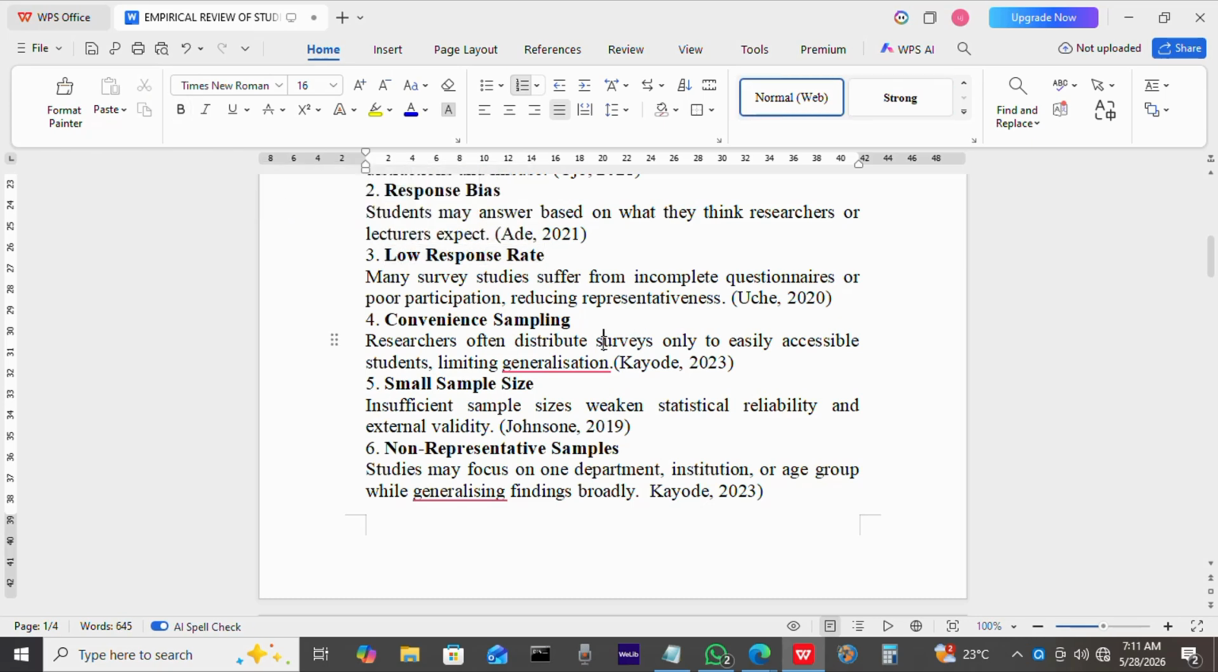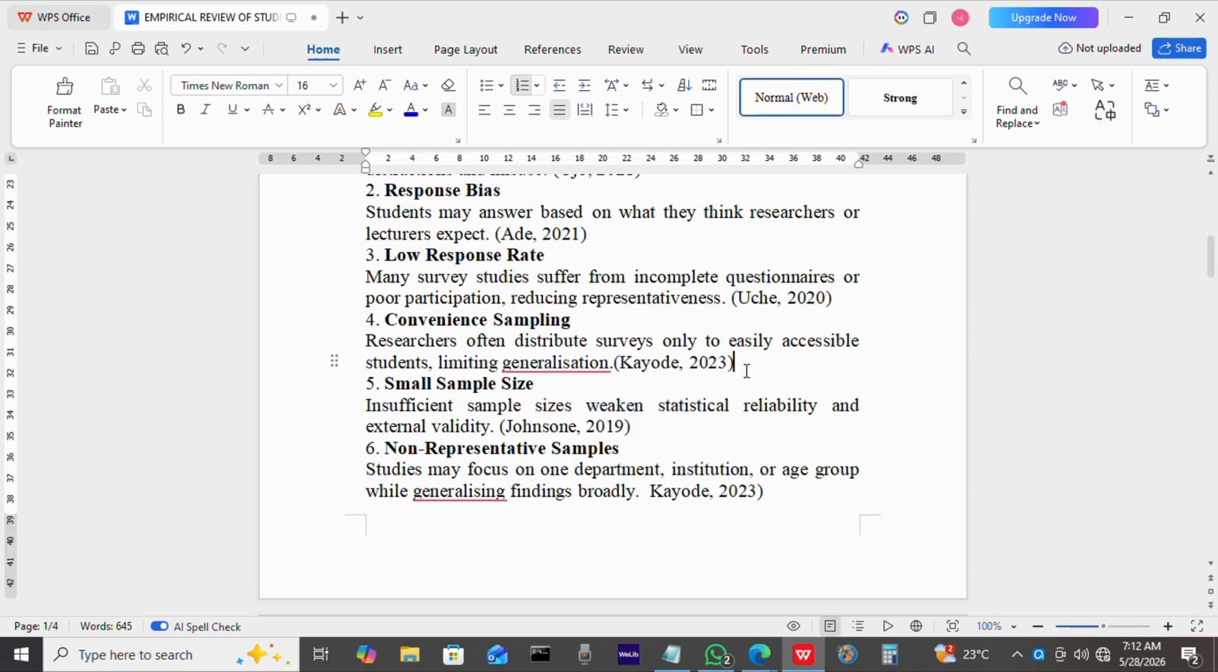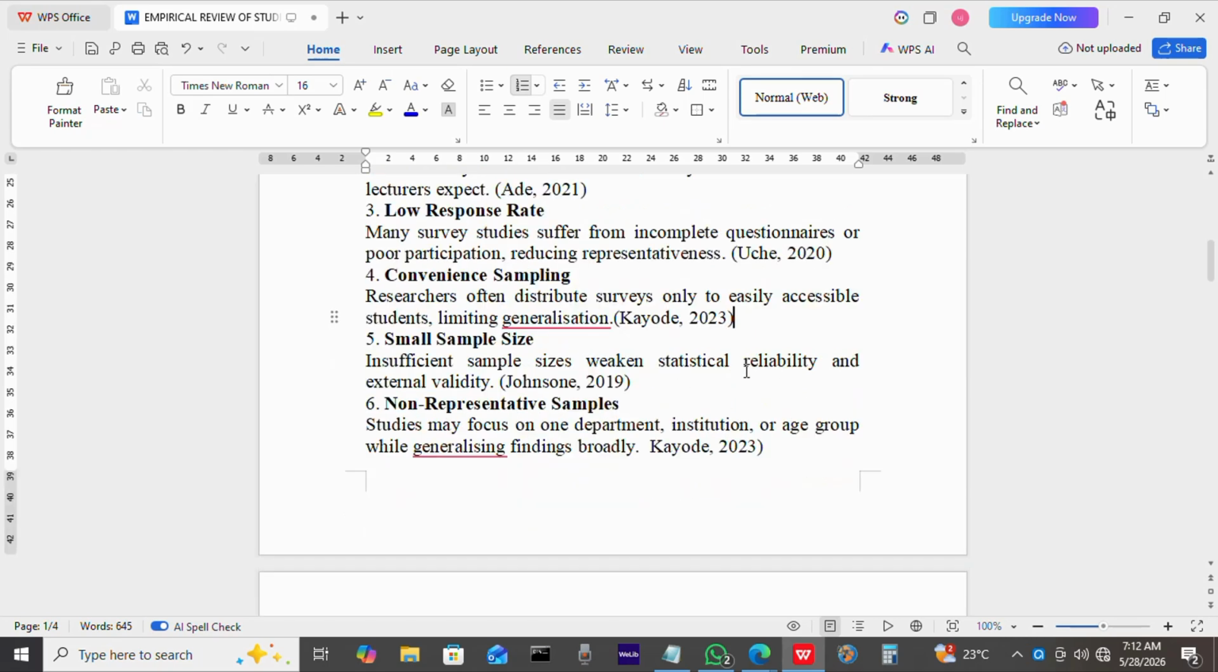Then convenience sampling. Convenience sampling is mostly for qualitative studies. So how do you do a survey that has convenience sampling? How is it that it can be generalized? So when a study like Coyote uses convenience sampling, you know that generalization is going to be limited.